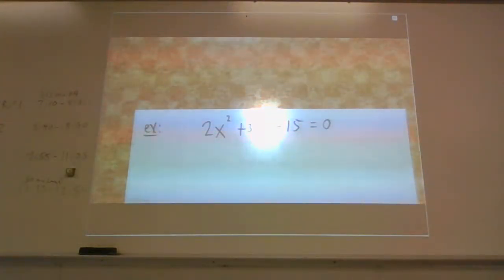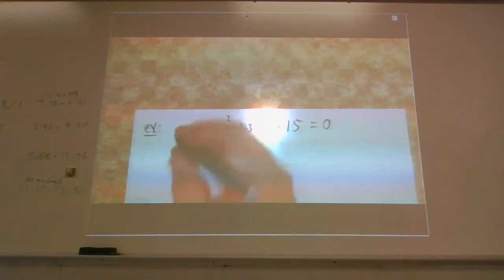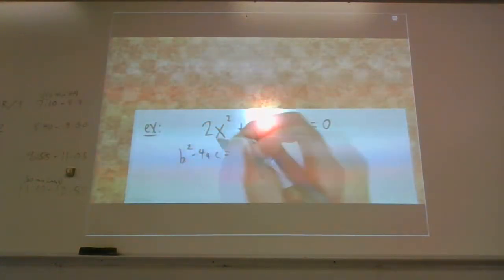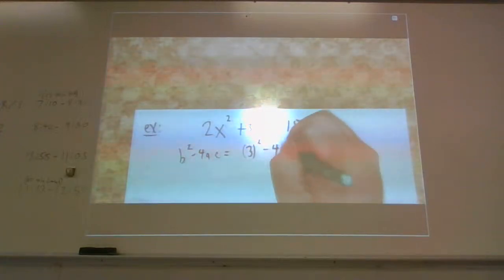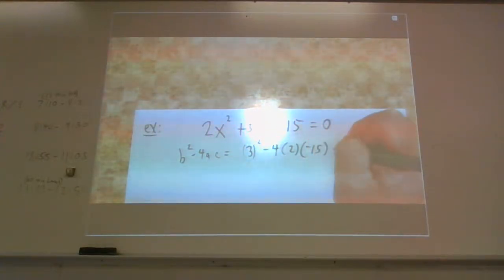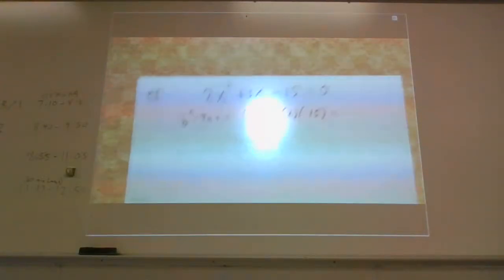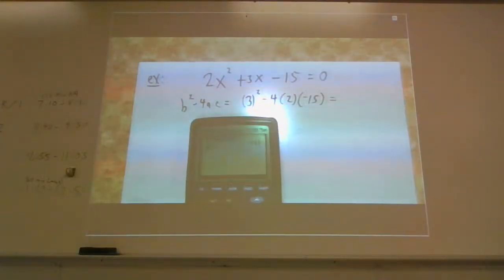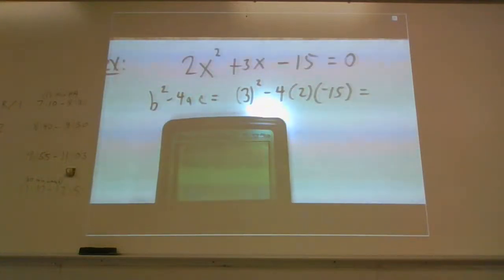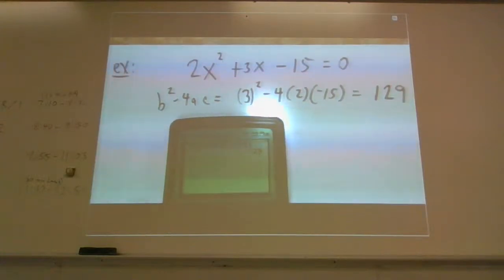Going to calculate that discriminant separately. B squared minus 4AC gets me 3 squared minus 4 times 2 times negative 15 this time. Let's see what happens here. Zooming in. 3 squared minus 4 times 2 times negative 15. Oh, nice. 129. It's a positive number.